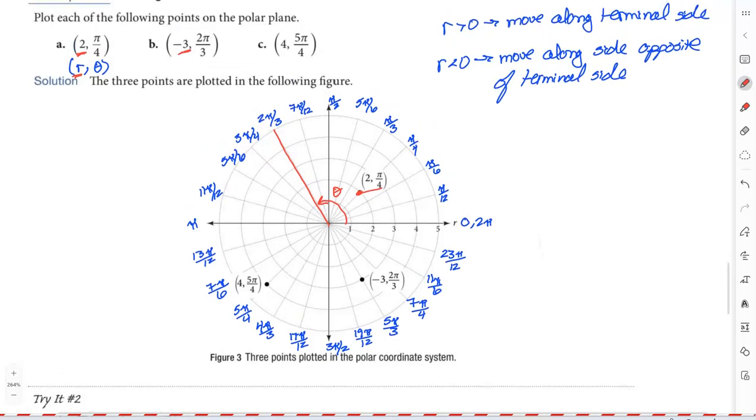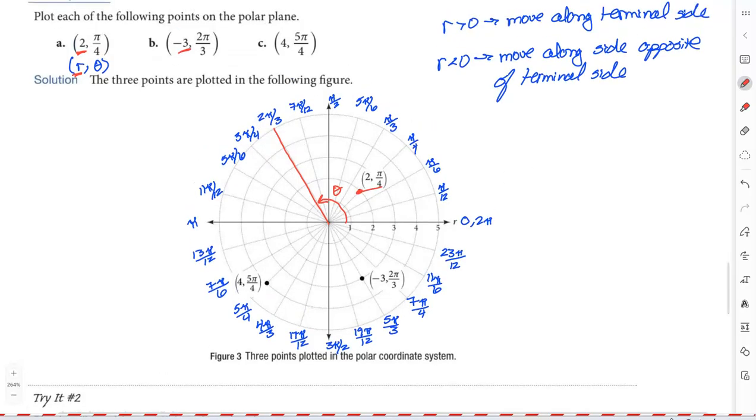I don't want to move along the terminal side because my r is negative. But if I extend that out, notice I'm creating a line, and this would be 180 degrees. I'm going to move along that terminal side 3 units. So 1, 2, 3. And that point ends up living in that fourth quadrant.